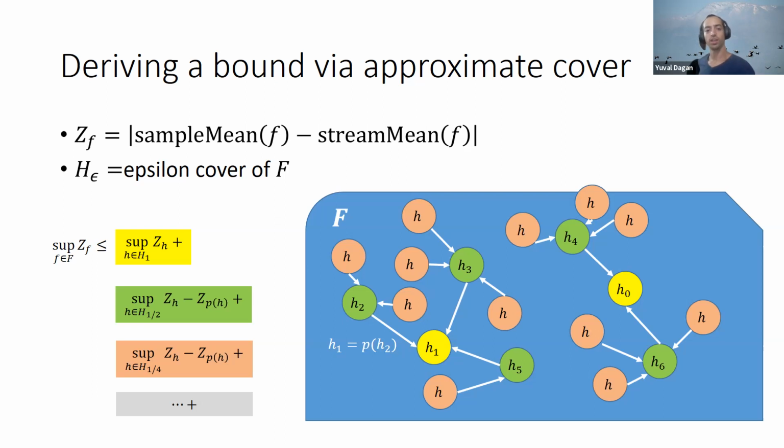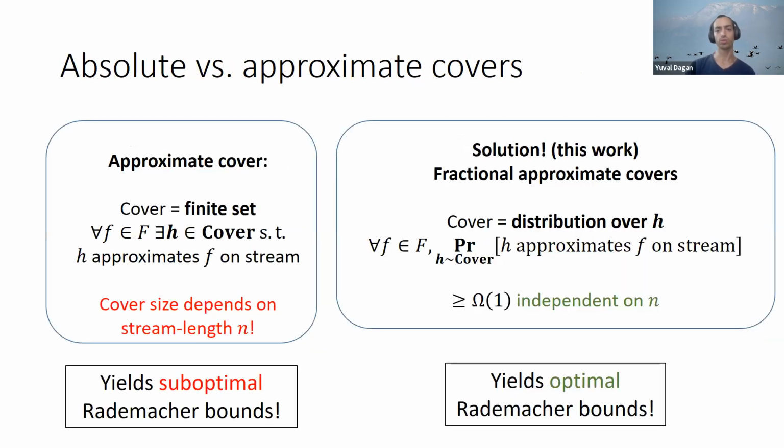And the error of each statistic will just be bounded by the sum of differences in the path containing it. And now, because the covers are getting better and better, the errors when we go down the cover are getting smaller and smaller. So this sum hopefully would converge into a small enough value, and this will give us an upper bound. So that's how we can derive a bound using approximate covers.